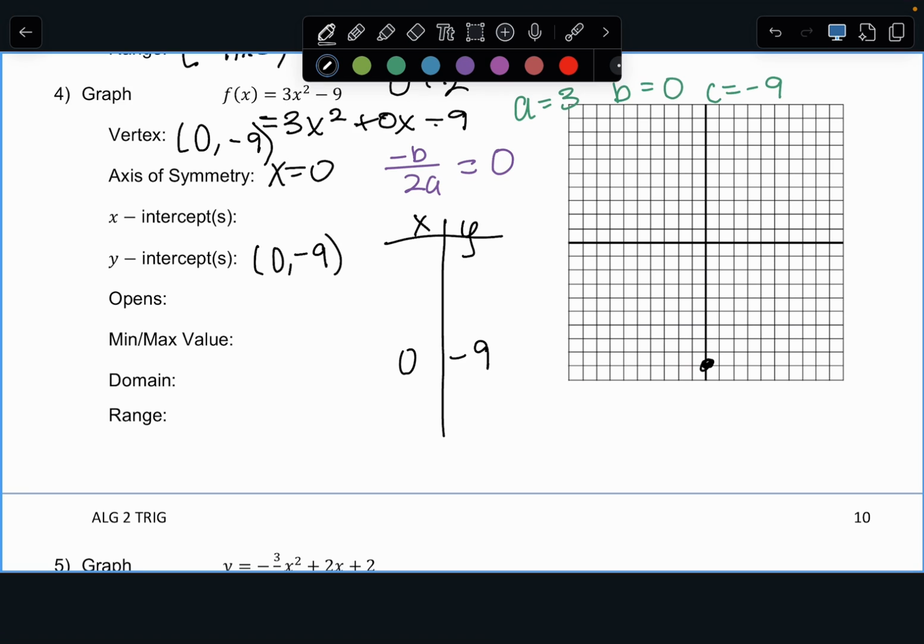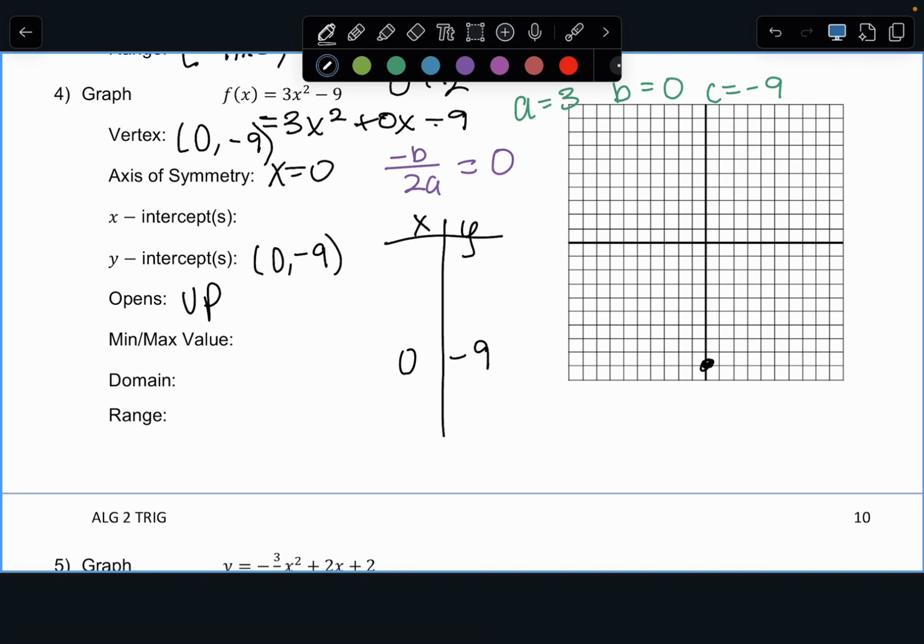A is +3, so does it open up or down? Up. Yes, Yara. For the vertex, where'd you get the -9? I just know that if I plugged in 0, you could do two things. One, if you plug in 0, the first term changes to 0, and then it's -9, so -9. Or two, if you have this point memorized, you knew that it had to be (0, c). Okay?